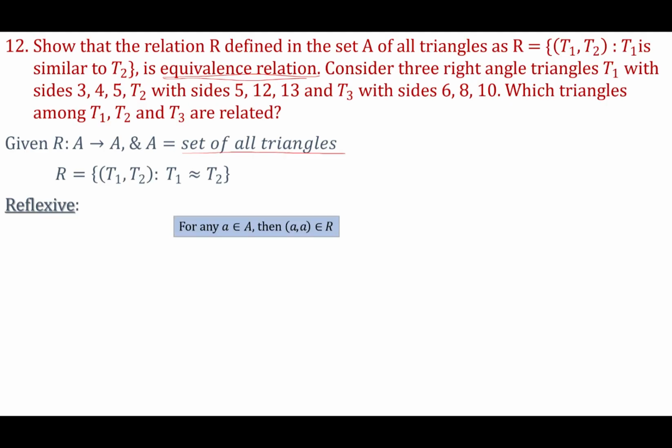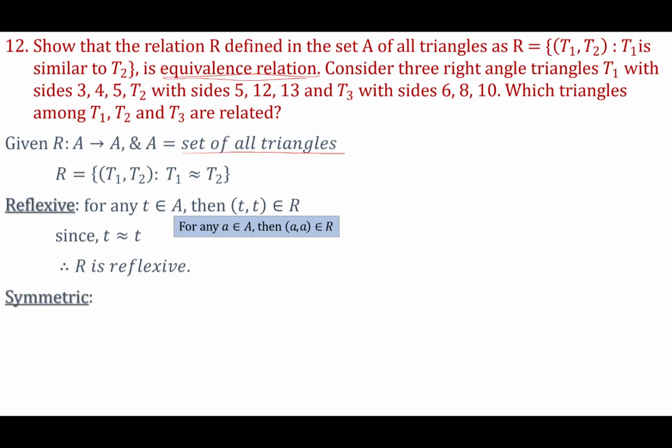Reflexive definition says for a belongs to A, then (a, a) belongs to R. For any triangle T belonging to the set A, then (T, T) belongs to R. Why do these two triangles belong to R? Because the same triangle is similar to the same triangle. Obviously, that means the given relation is reflexive.